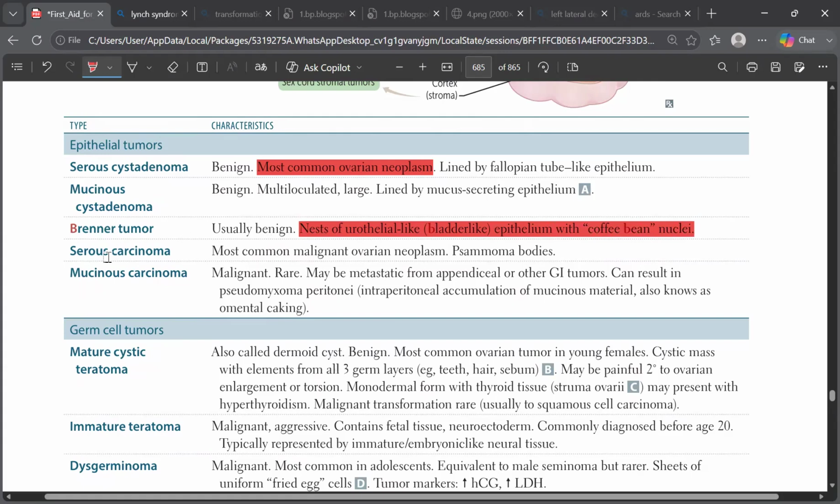Now, serous carcinoma is the most common malignant ovarian neoplasm. Serous cystadenoma was the most common benign ovarian neoplasm, and serous carcinoma is the most common malignant ovarian neoplasm, and it has psammoma bodies. And mucinous carcinoma is malignant. It is rare. It may be metastasis from appendiceal or other GI tumors, can result in pseudomyxoma peritonei, which is intraperitoneal accumulation of mucinous material, also known as omental caking.